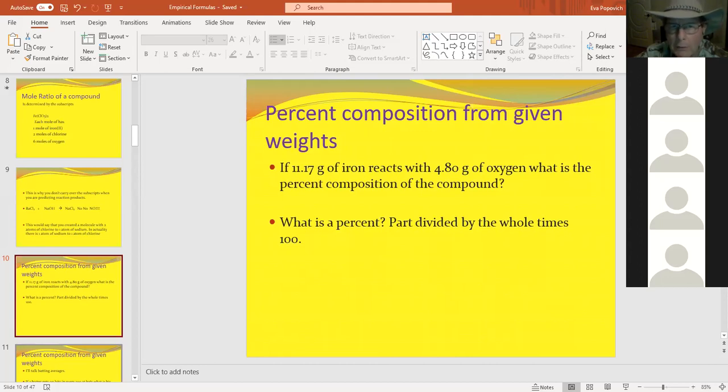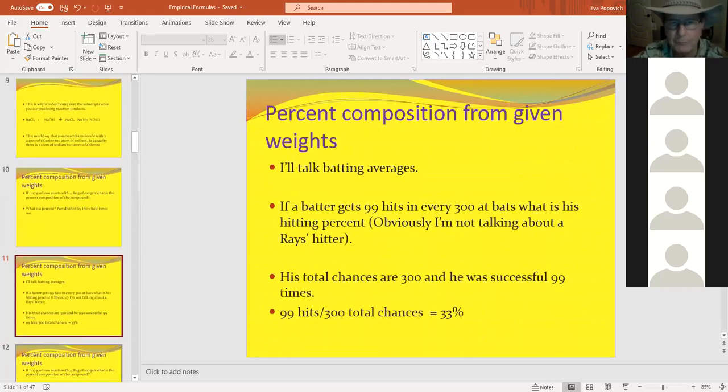So I add them together and I just divide by whatever that number is. What are you dividing by? Dividing by the iron, 11.17. Okay, that's exactly what you're doing. The part is going to be the grams of iron. The whole thing is going to be the iron plus the oxygen.